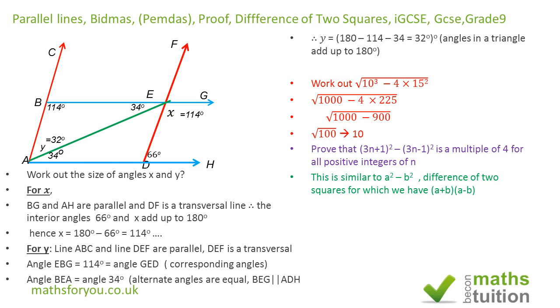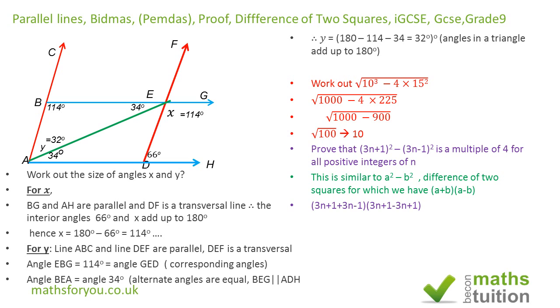If you think of our perennial difference of two squares, because here we got something squared minus another squared, similar to a squared minus b squared. And of course, a squared minus b squared is a plus b multiplied by a minus b. So this will then become (3n plus 1 plus 3n minus 1), which is a plus b, multiplied by (3n plus 1 minus 3n minus 1).